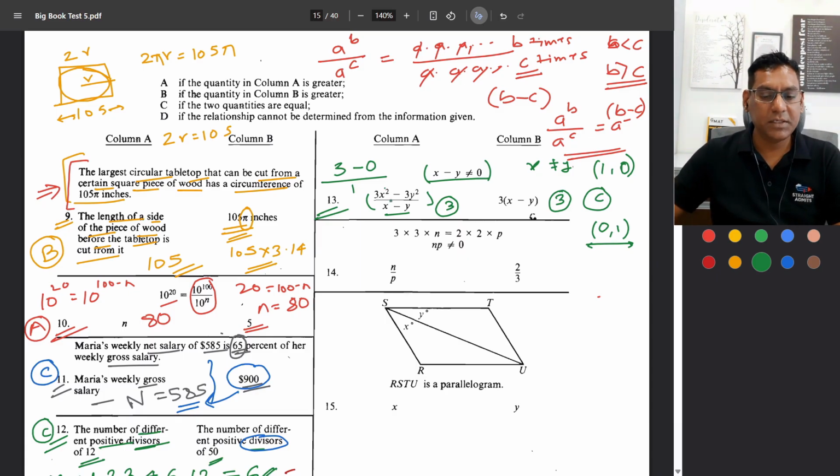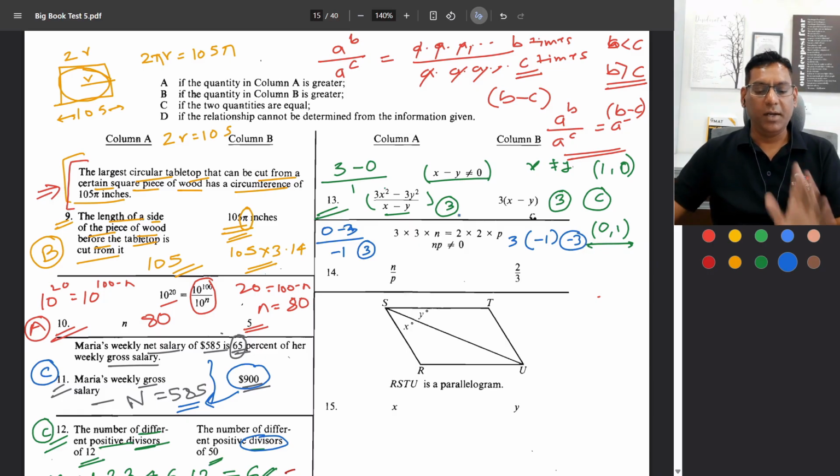So 0, 1, let me do it in a different color. 3x squared is going to be 0, minus 3y squared is going to be 3, divided by 0 minus 1. So that's minus 3 over 1. So I get 3 here, and 3 times (x minus y). x minus y is going to be minus 1. So I get minus 3 here. Okay. All right. So now I'm getting A as the answer. I'm getting different possibilities. I'm getting C as an answer in one case, A as an answer in one case. The correct answer has to be D.